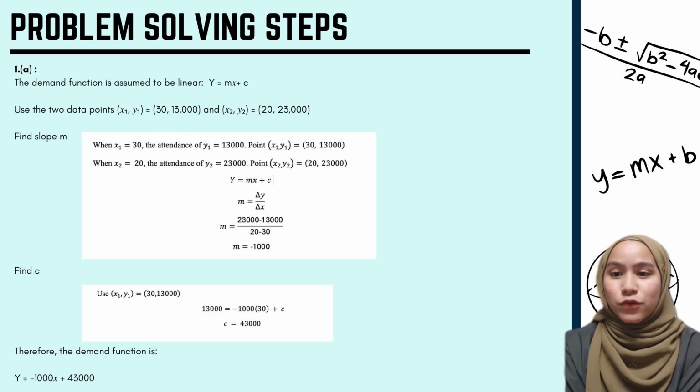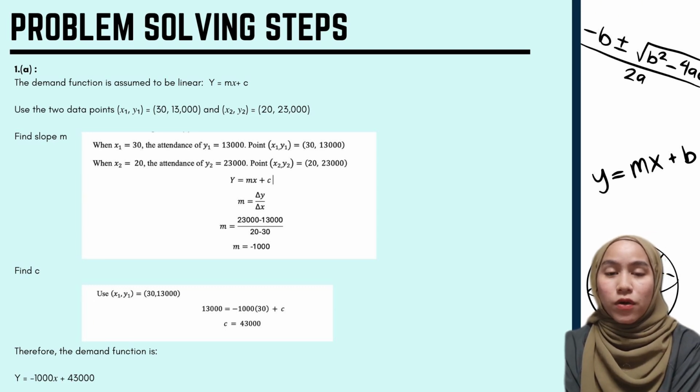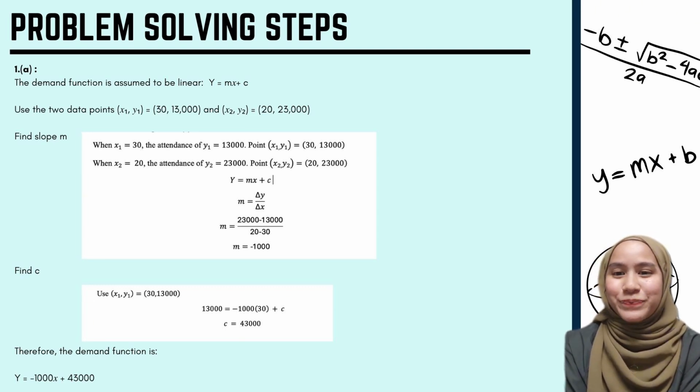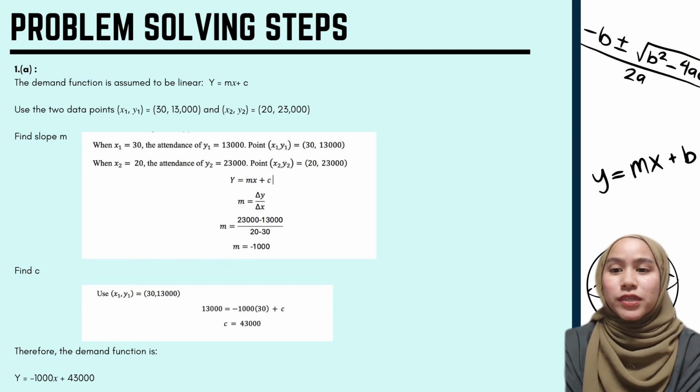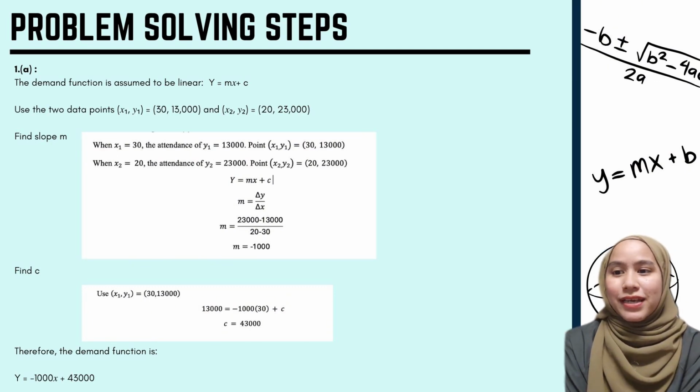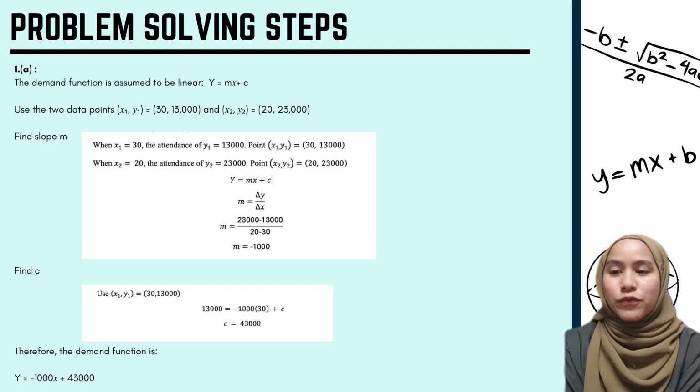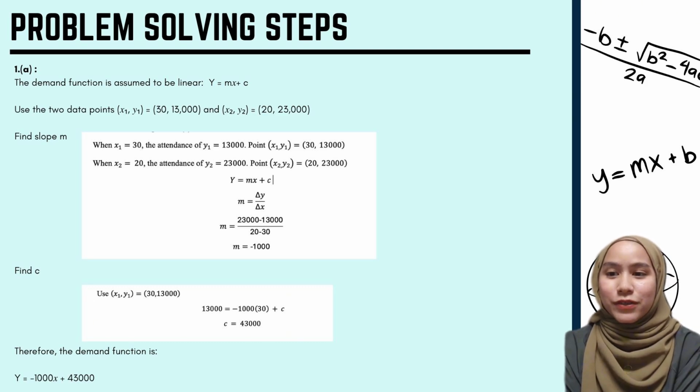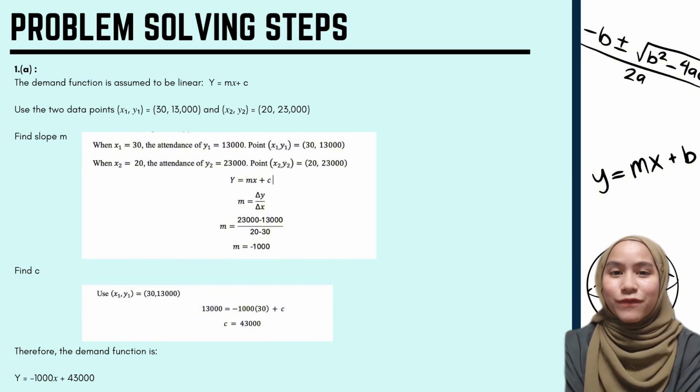To find c, we use one of the points, either x1 and y1 or x2 and y2. In this case, we choose x1 and y1. Then we substitute it and we get c equals 43,000. Therefore, the demand function is y equals negative 1000x plus 43,000.